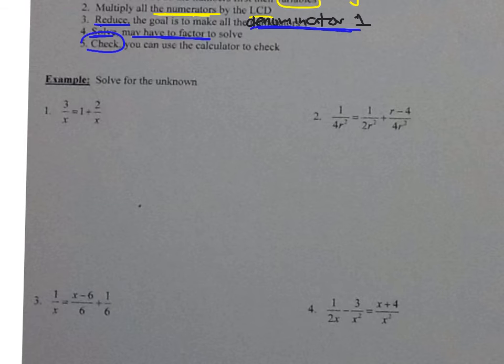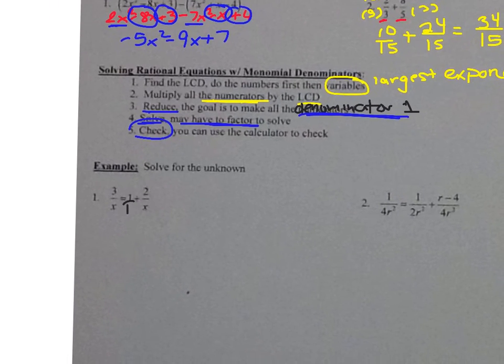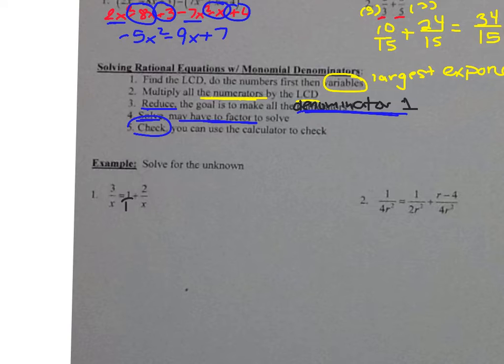All right. So the first thing I see when I see number 1, which says 3 over x equals 1 plus 2 over x, I notice that this 1 is not a fraction. So I'm going to make it a fraction. So I'm dealing with all fractions. So I'm going to put the 1 over 1. Okay? So now, what I want to do is figure out what's the LCD. So the LCD, look at the denominators. I have an x, a 1, and an x.